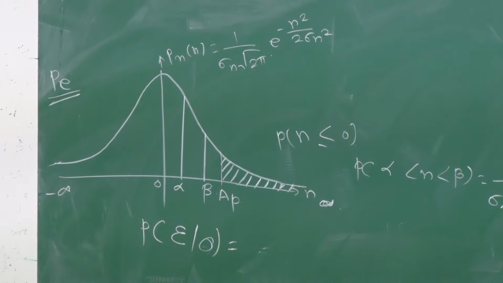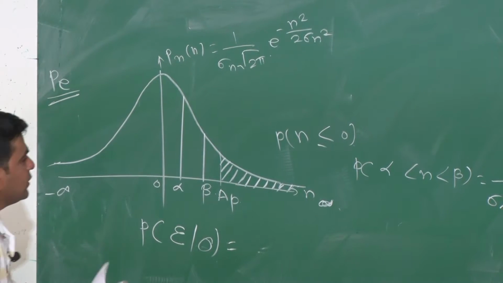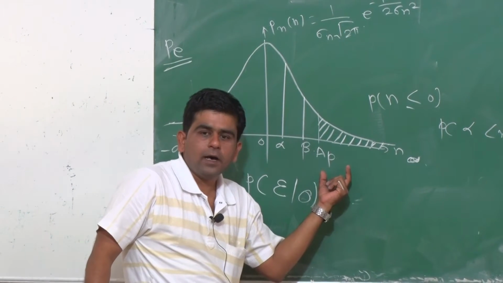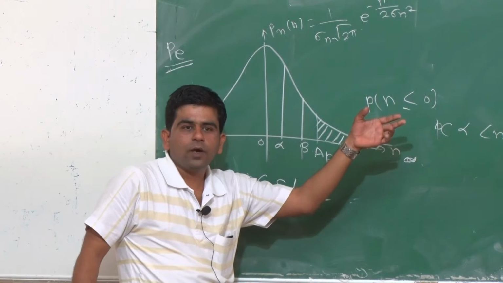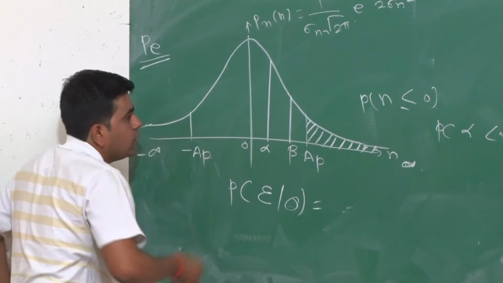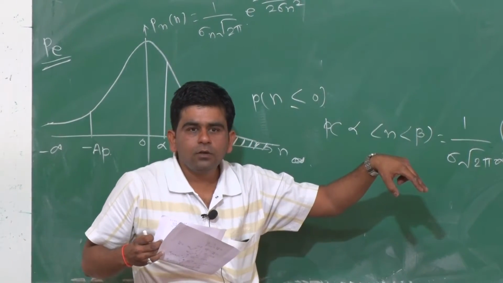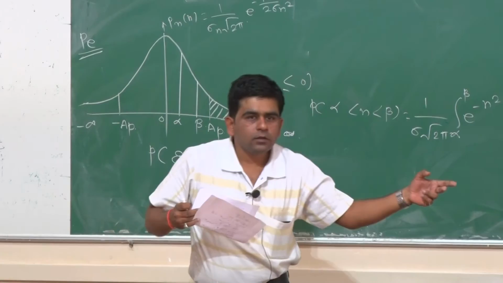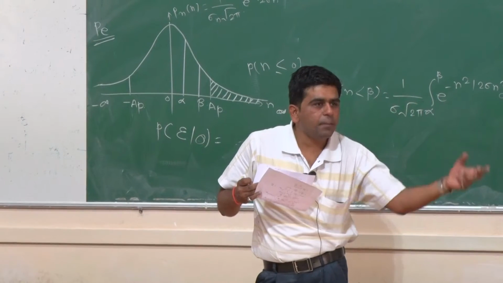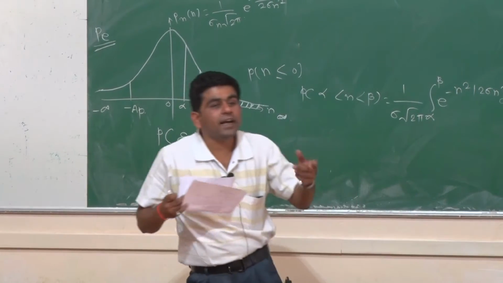Are you getting it? We are finding the error in this probability density function of your noise. We have to assume that this is AP, the peak amplitude of your rectangular pulse, which is the input to your receiver. When 0 is transmitted, the ideal level should be minus AP. Noise is going to add, so this level becomes minus AP plus N. When N value is greater than AP, we will get an error in your signal. So this 0 will be read as a 1.